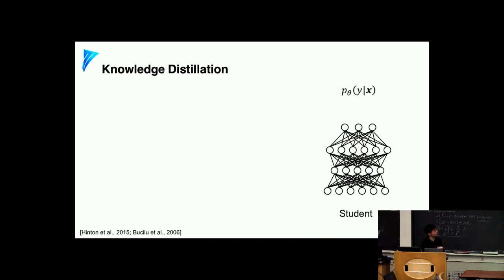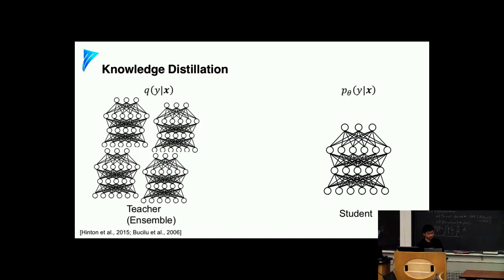What is knowledge distillation? Let's take a quick review of this technique. Assume we have a model of interest, like the model P theta, Y given X. We call this model a student model. And assume we have another set of models, which are called the teacher model, like the Q model. In knowledge distillation, this teacher model is usually an ensemble of a set of models. And we use this teacher model to train this student model.